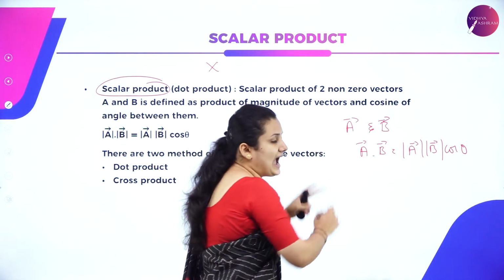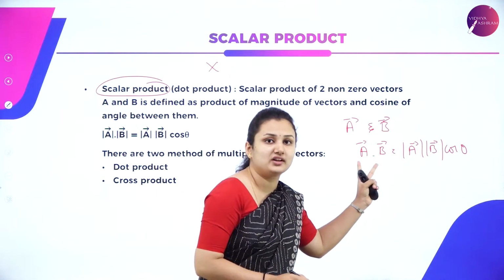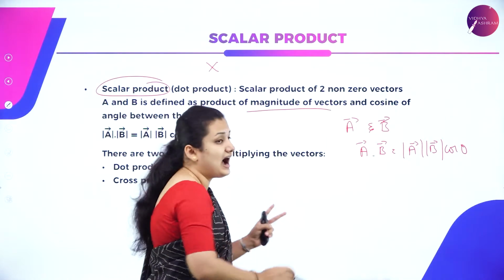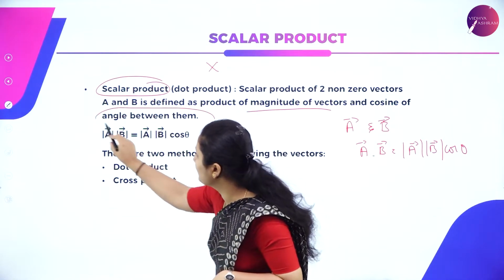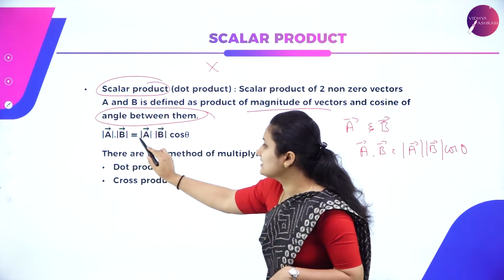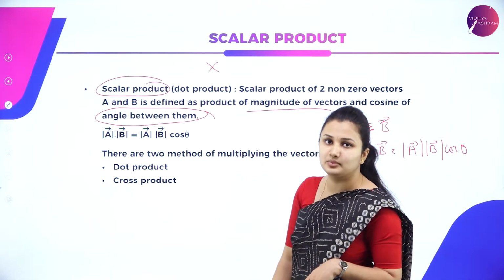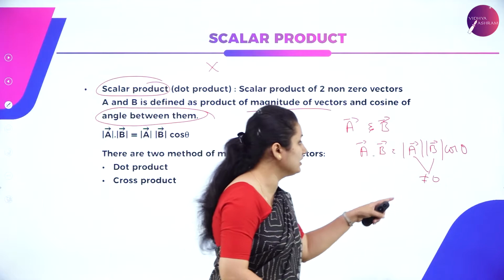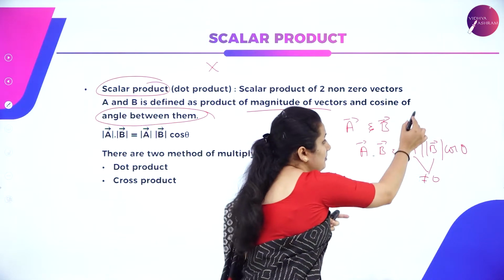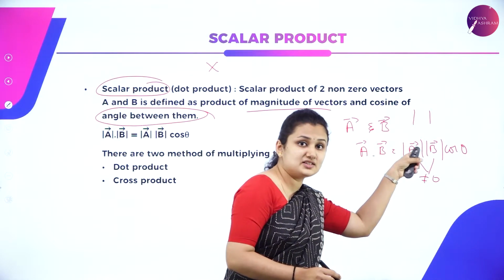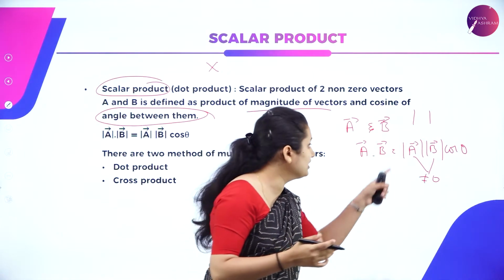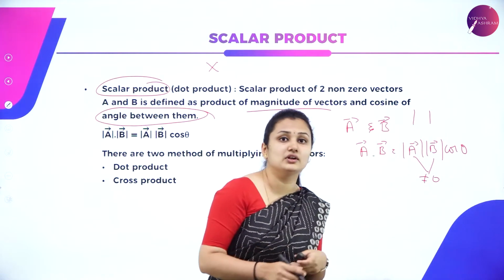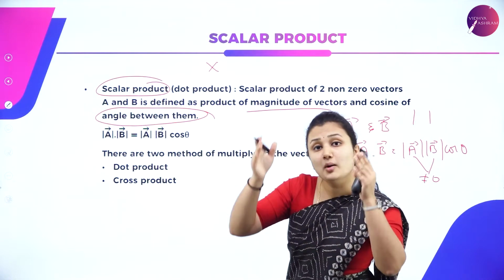If you have two vectors A and B and want the dot product, that is the scalar product, then A dot B is equal to the magnitudes of the two vectors and the cosine of the angle between them. These two vectors cannot be equal to 0, because the terms inside the modulus symbol are magnitudes, which have a definite value and cannot be 0.